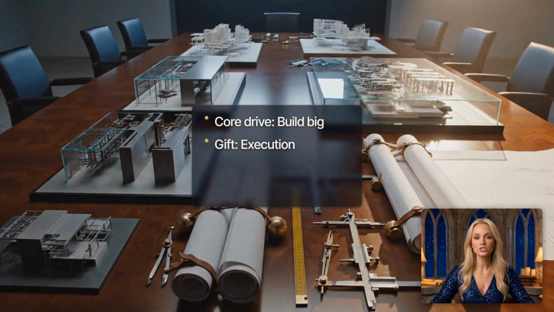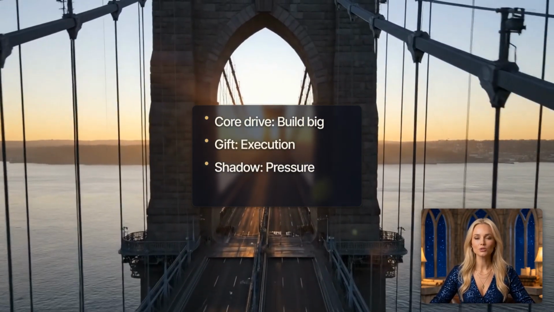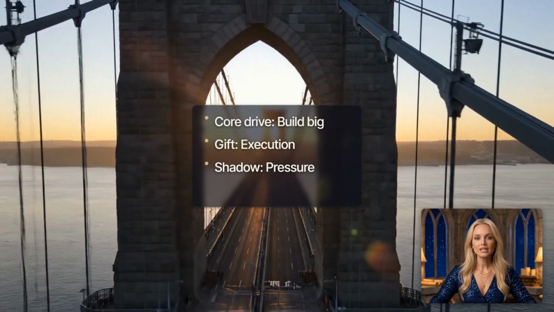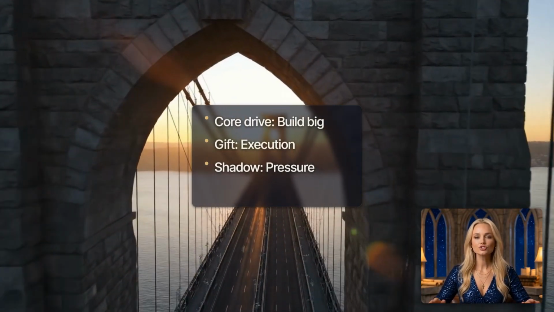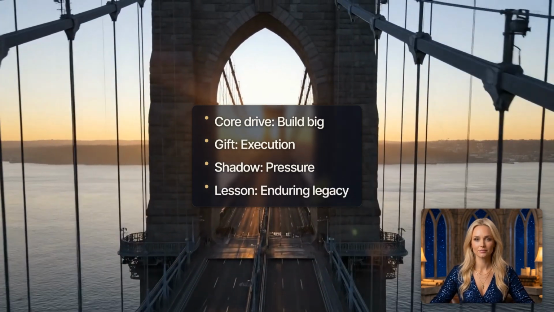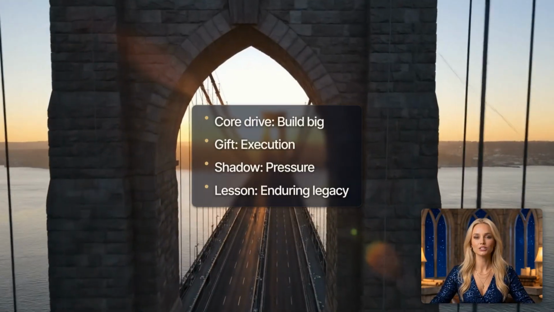But the shadow of 22 is pressure, fear of failure, collapse under responsibility, or shrinking your vision because its size intimidates you. Your lesson is to trust your capacity slowly, to build what matters with patience, integrity, and endurance.